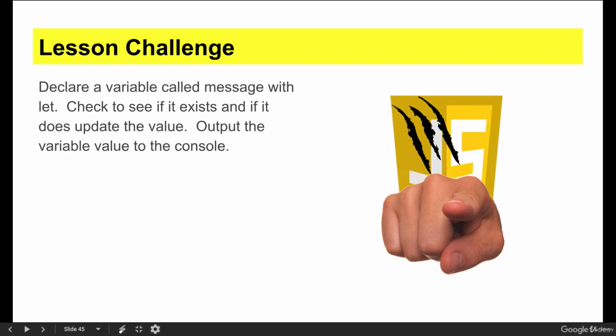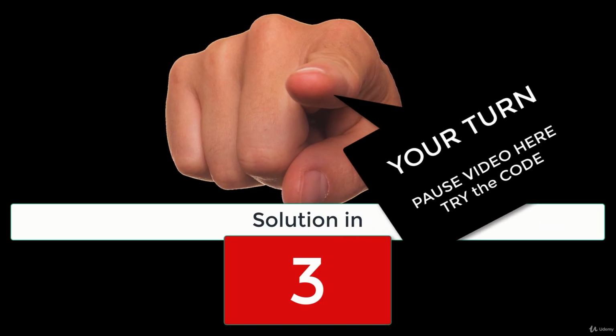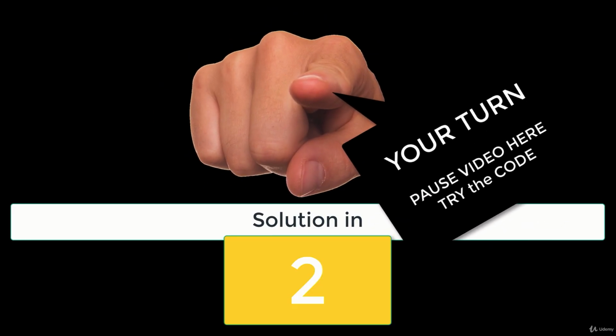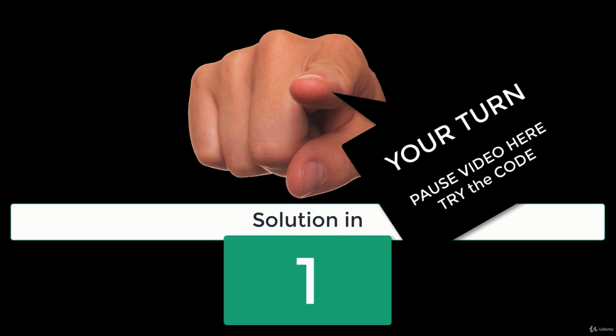The challenge for this lesson is to declare a variable called message using let, and then check to see if it exists. And if it exists, then we update its value. And then lastly, we output that value into the console. So go ahead and pause the video and try this out, and I'll show you the solution.